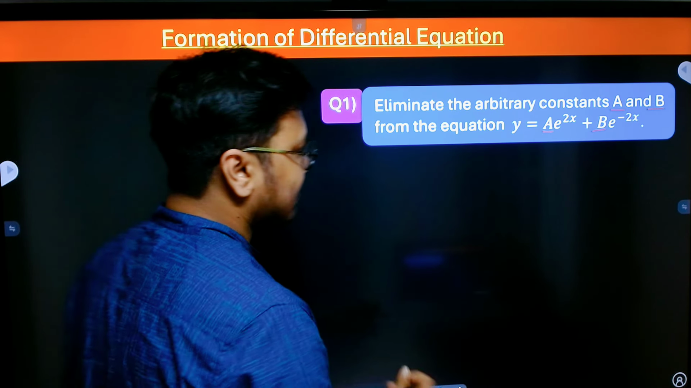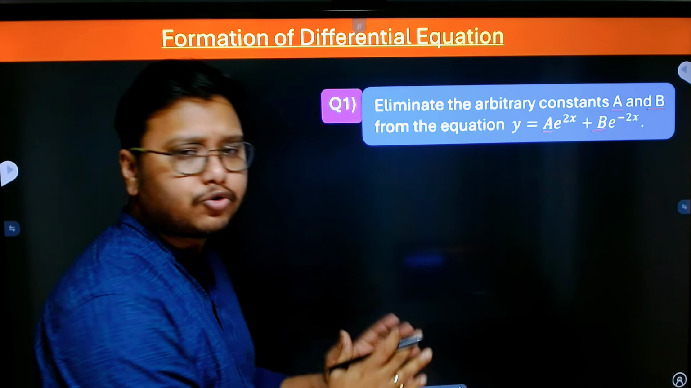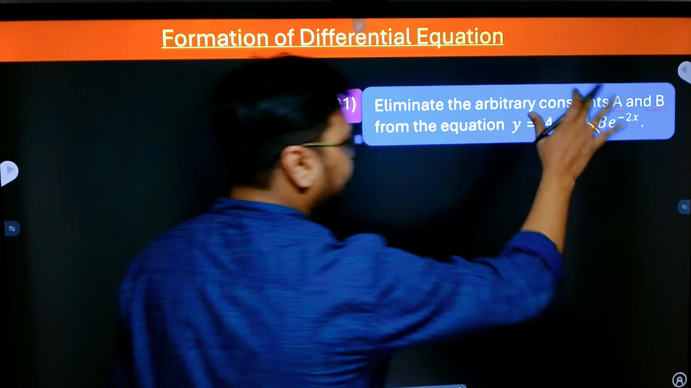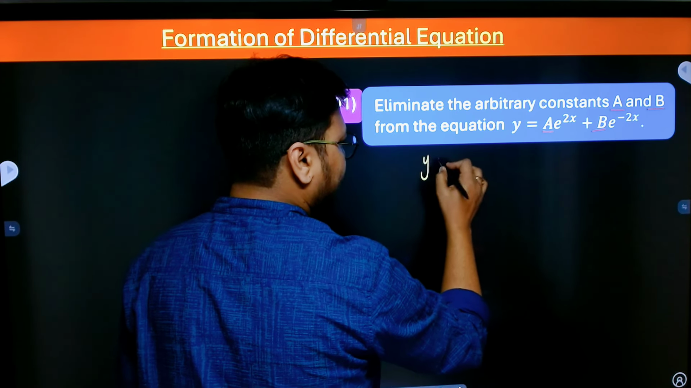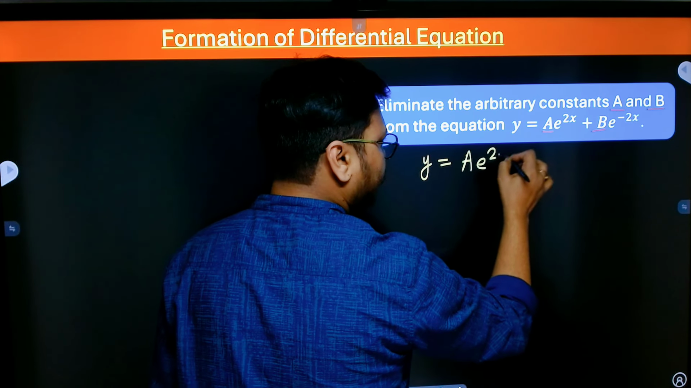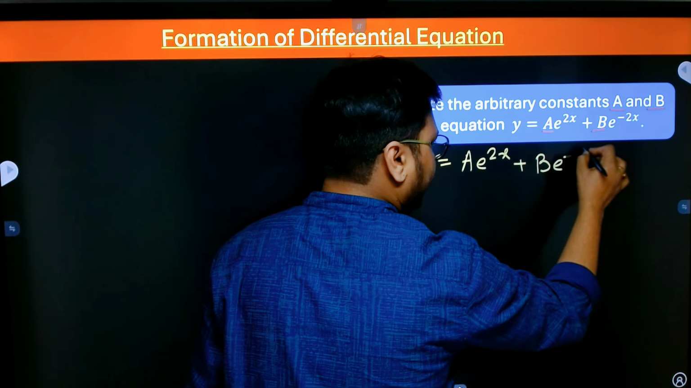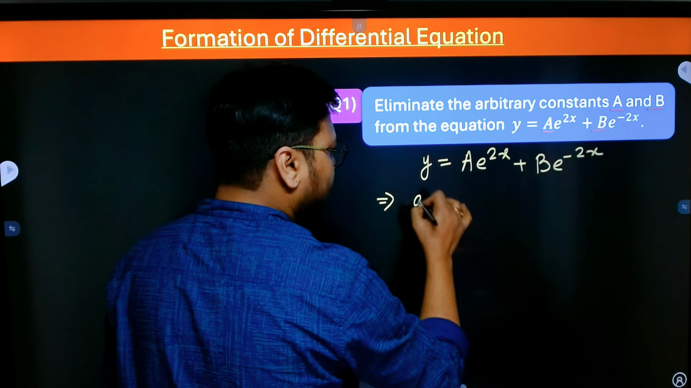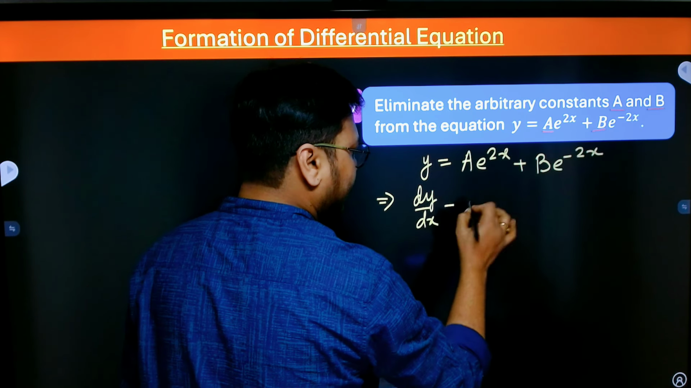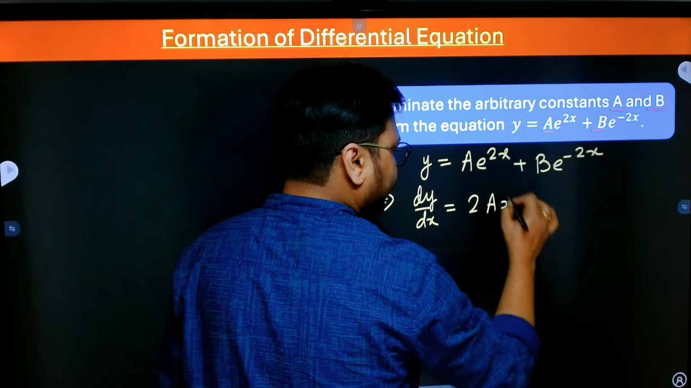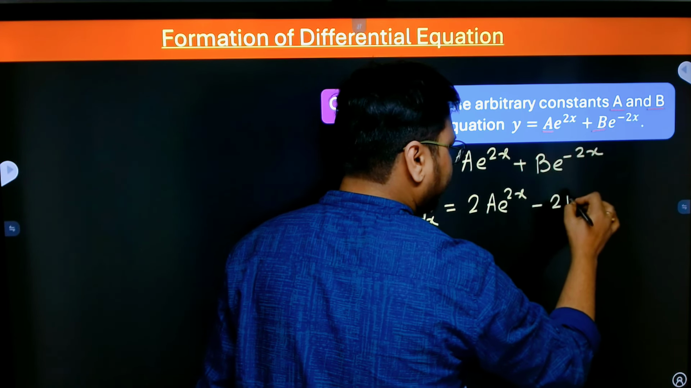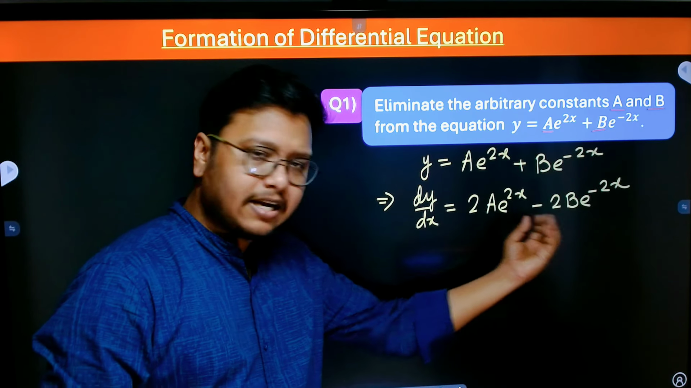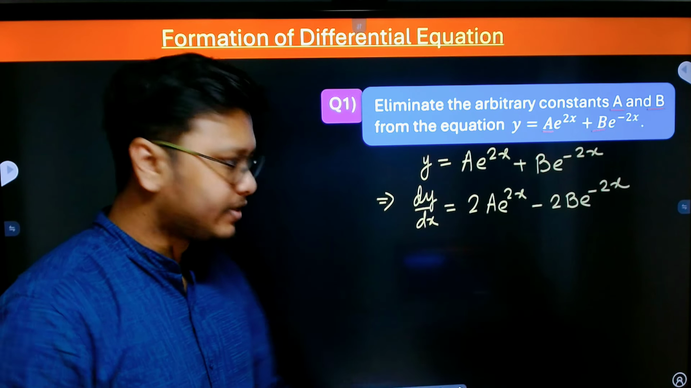Now let's get started with it. The approach to solve these kinds of questions is that we directly start differentiating the given equation. So we have y equals a e to the power 2x plus b e to the power minus 2x. We start taking the derivative on both sides. So that would be dy dx equals 2a e to the power 2x minus 2b e to the power minus 2x. We can take a 2 common and do another derivative.